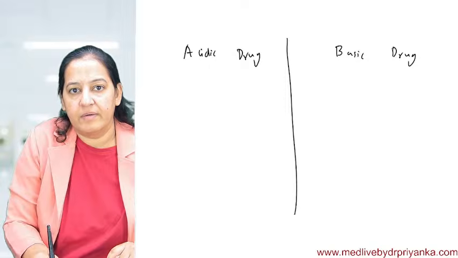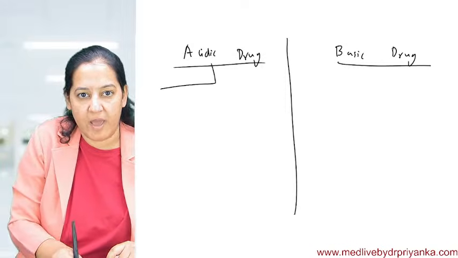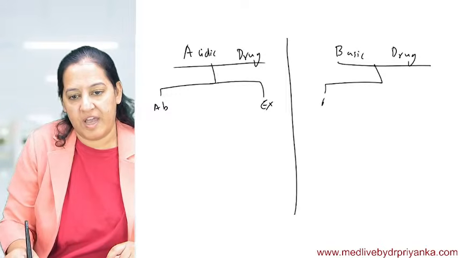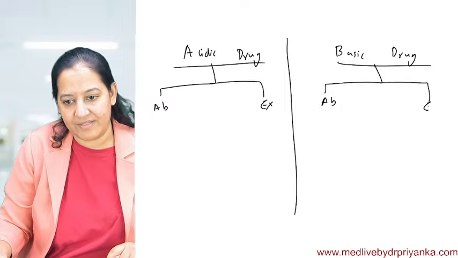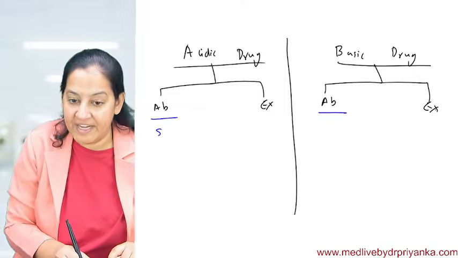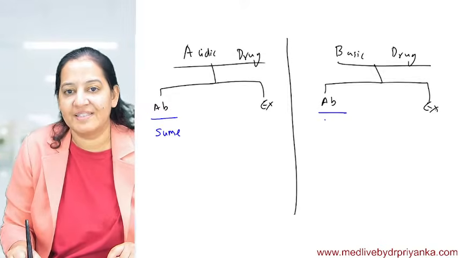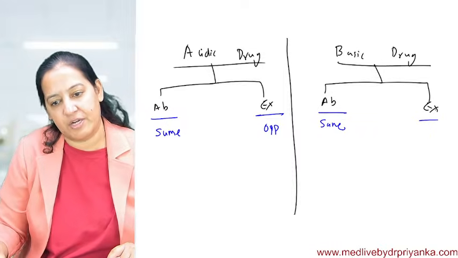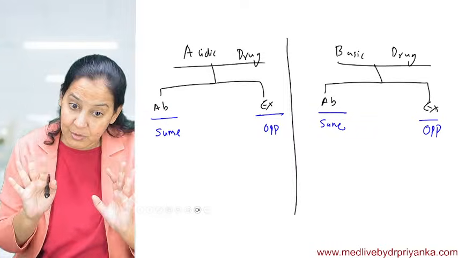Acidic drug, basic drug. You want absorption, you want excretion. The rule is that for absorption, the same medium is required. For excretion, the opposite medium is required. Learn this golden rule.